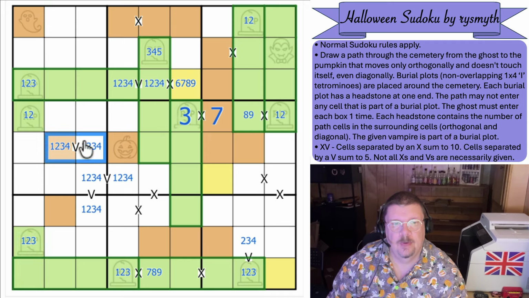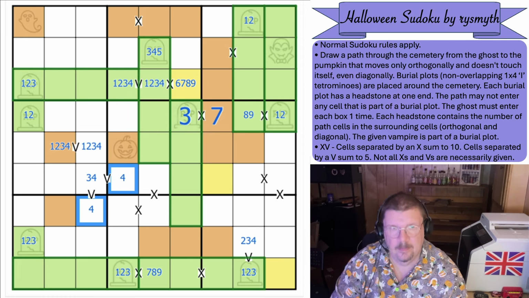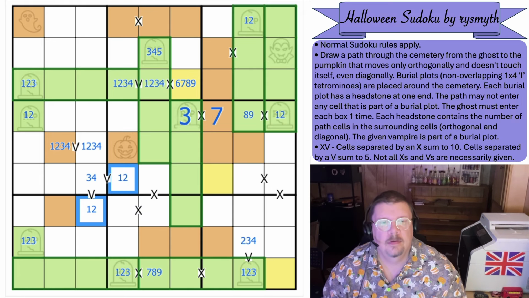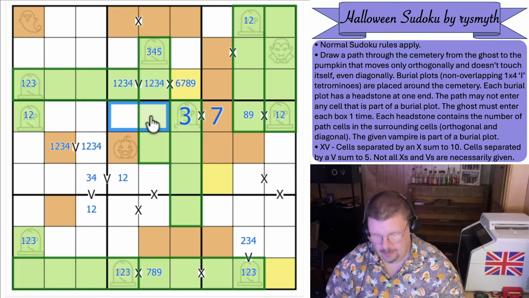So those two add up to 5, so these two need to add up to 5. So that can't be 1 or 2. That makes that 3 or 4. And, oh, no, let's try that again. There we go. So I need a 4 in this row, and it can't be in either of those two, so one of those two is a 4.